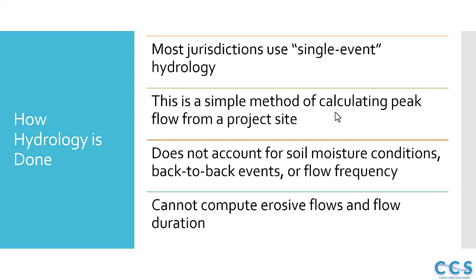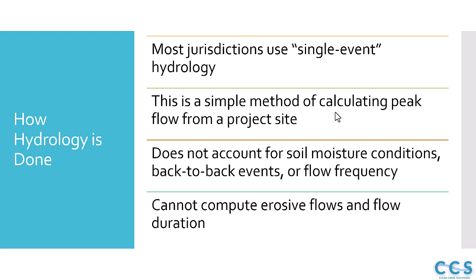And this does not account for soil moisture conditions, back-to-back events, or flow frequency. The single event hydrology can account for how much moisture was in the soil before the storm event, what back-to-back storm events will look like, and how that will contribute to the runoff, or the frequency of flows from the project site. It also cannot compute these erosive flows and the flow duration.